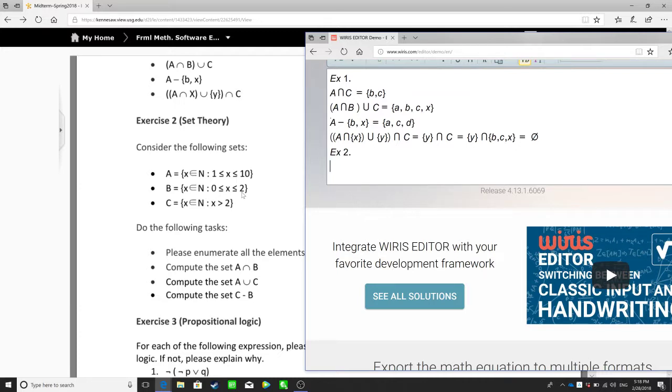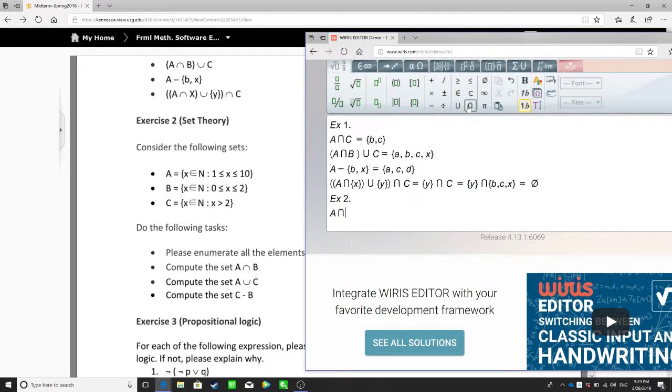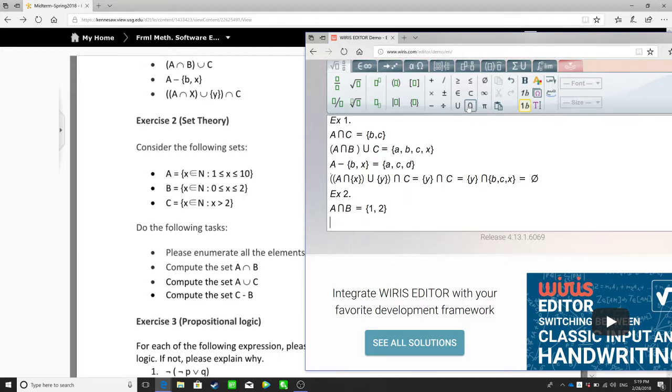So the intersection of A and B: 0 is not in A at all. B is 0, 1, 2, or 1, 2, whatever, but 0 is not in A. Only 1 and 2 are in A. So the intersection of A and B is 1, 2.